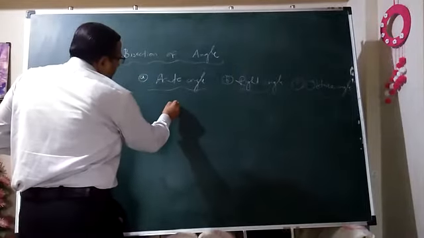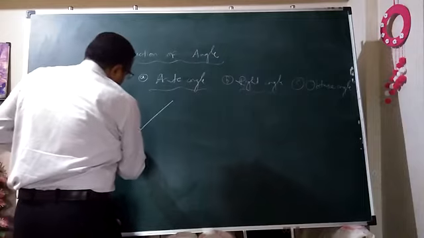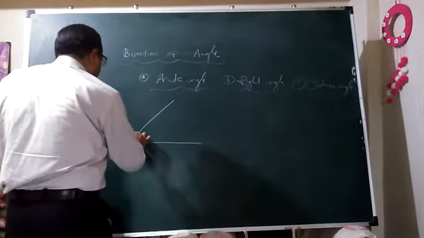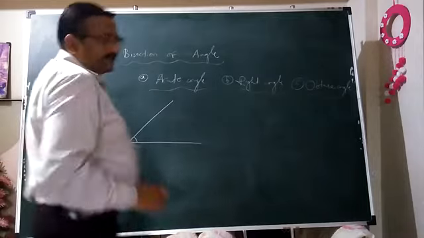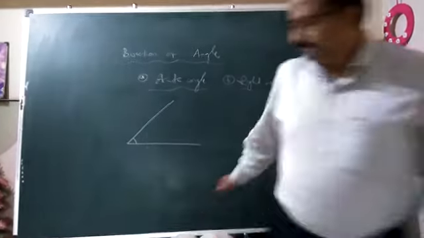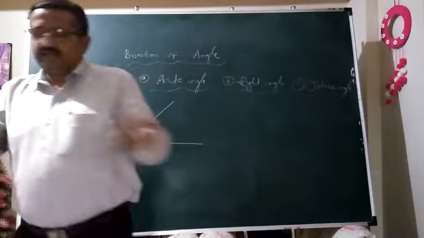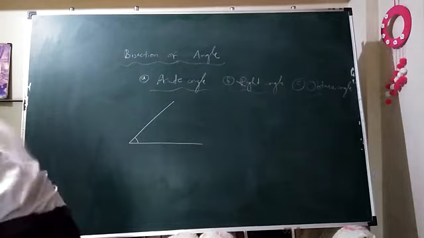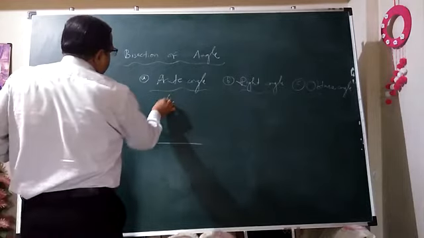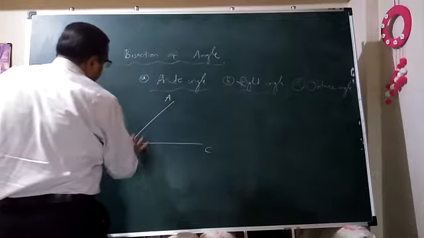First of all, draw two straight lines carrying one acute angle, any acute angle, in this way. Now, what is the procedure for angle bisection? Okay, just observe here. Suppose this angle is, I will name it as A, B, and C. I have to bisect this angle.